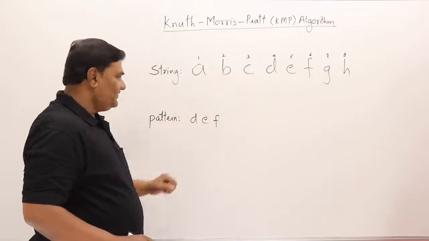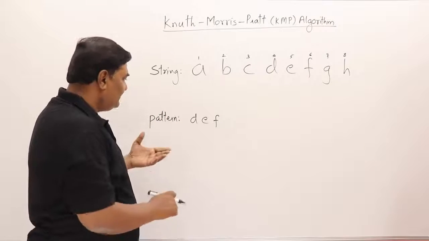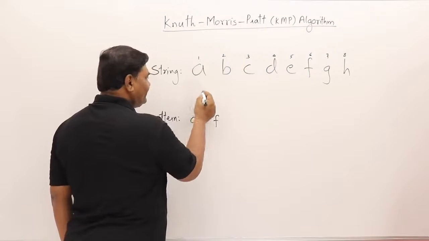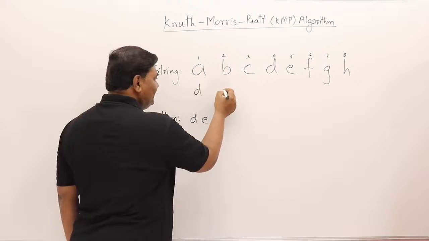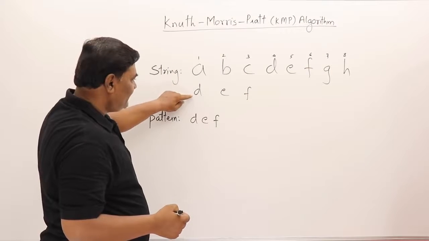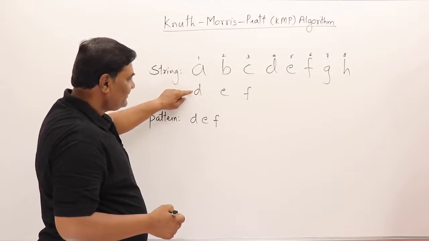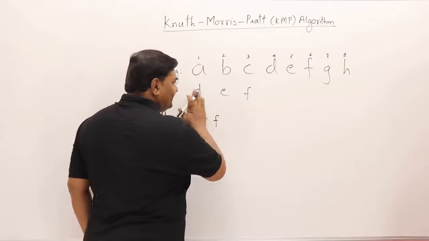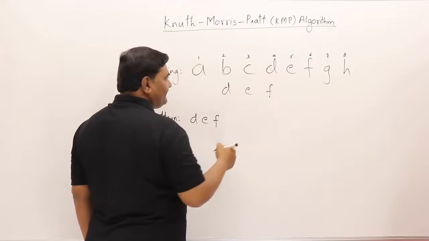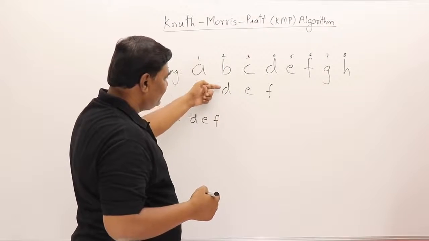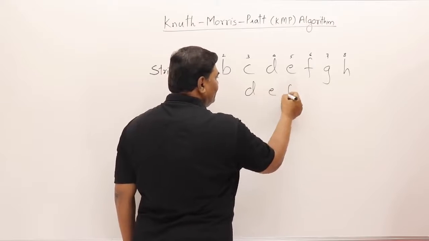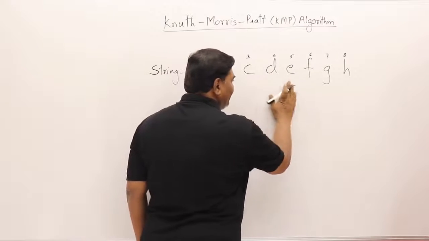See, if there is a string given and we have to find out this pattern, then we will check if it is there or not. So we'll start from the first letter of a string. So I'll write the pattern here, D, E, F. Compare the first letter of a string with the pattern. It's not matching. If it is not matching, then shift the pattern to the right by one step, D, E, F. Now compare this one with this. It's not matching. Then shift the pattern by one step. This is not matching, so shift the pattern by one step.